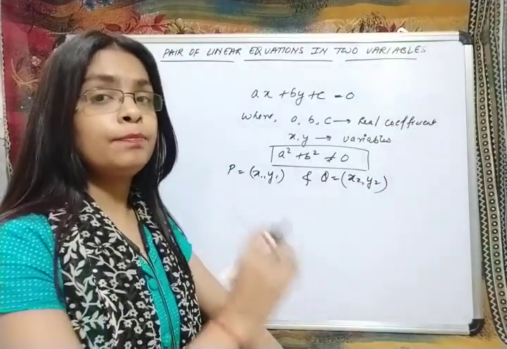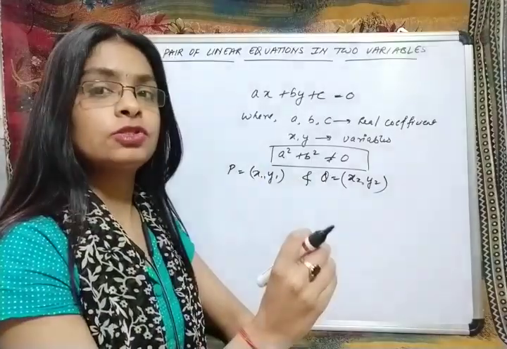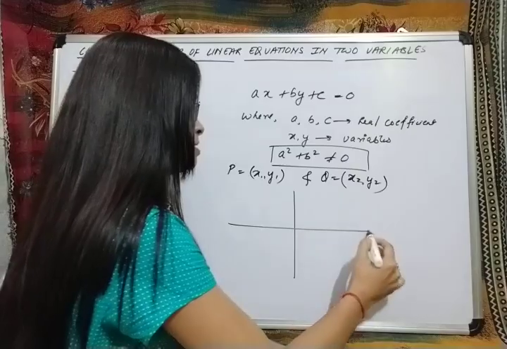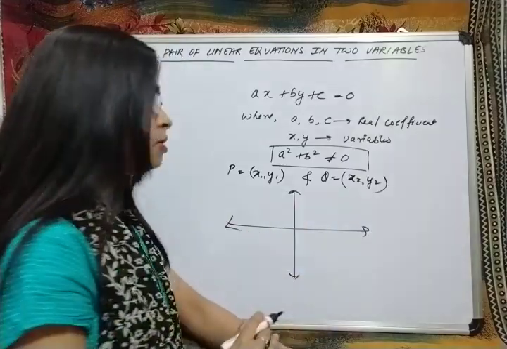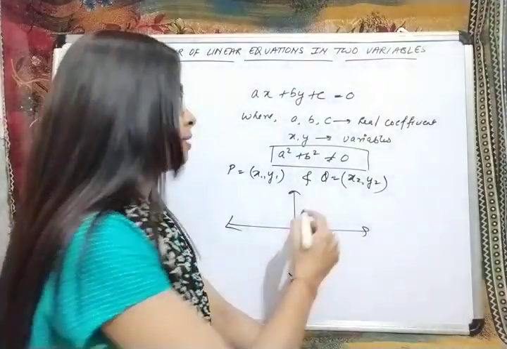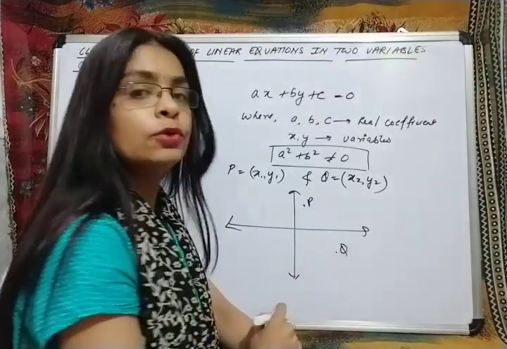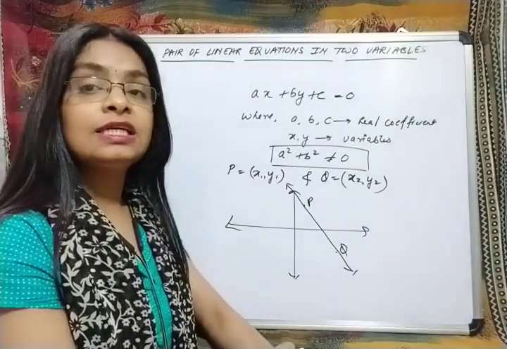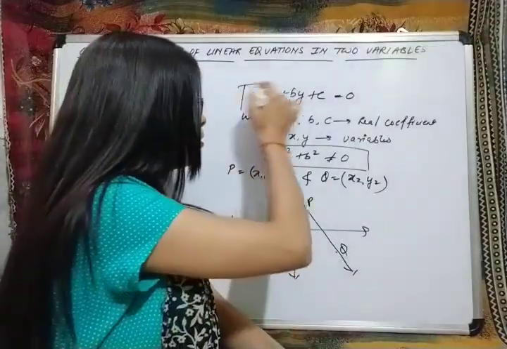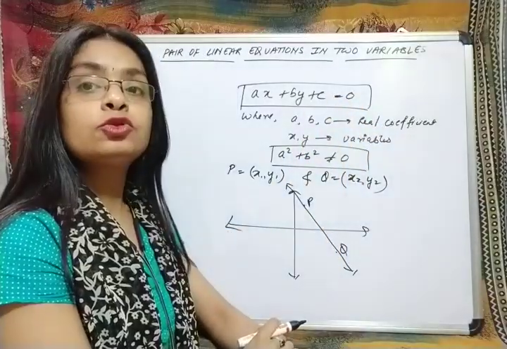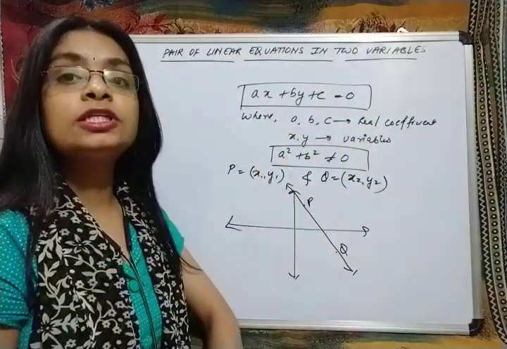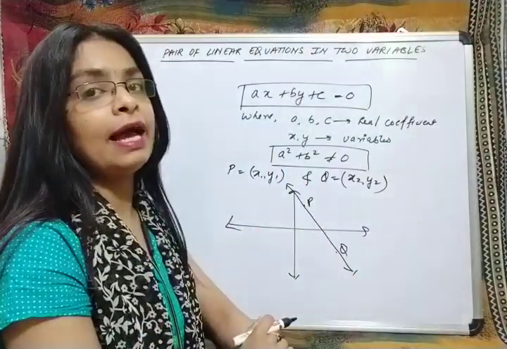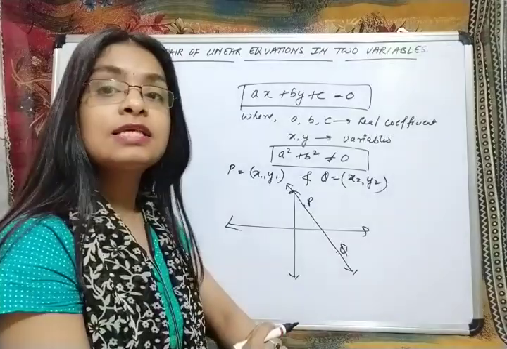Then if I plot these, what are these? These are points, no? So we can plot the points in the coordinate system or Cartesian system like this. If I plot these 2 points on the Cartesian system, suppose this is P and this is Q, and if I join P and Q, then what do we get? We get a straight line, and this straight line represents what? This linear equation in two variables. That is, a linear equation in two variables geometrically or graphically represents a straight line, and these 2 points P and Q are its solutions.